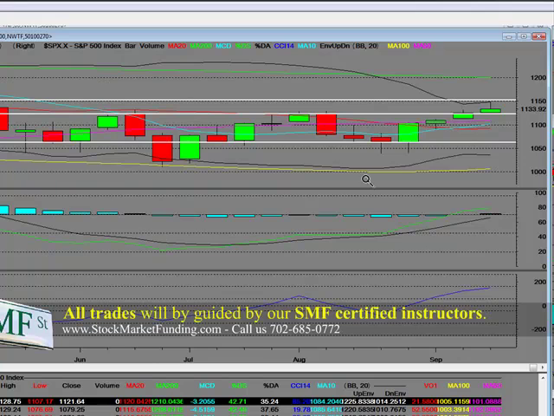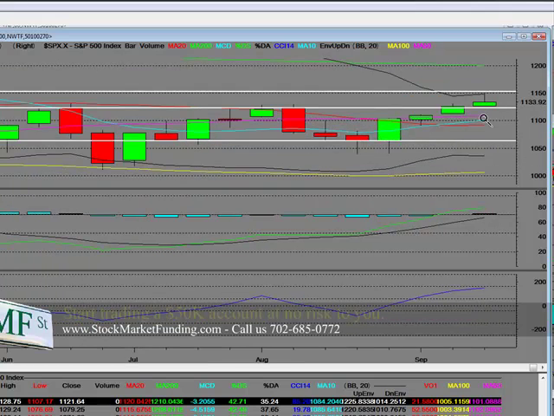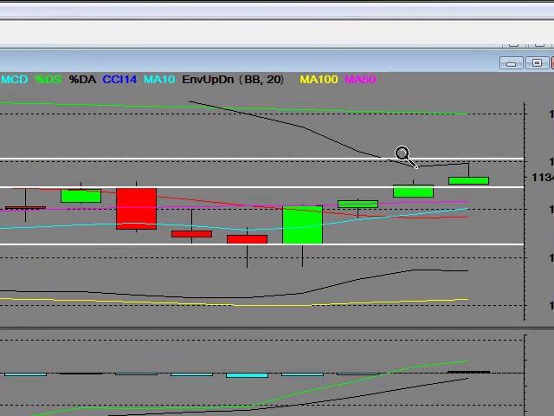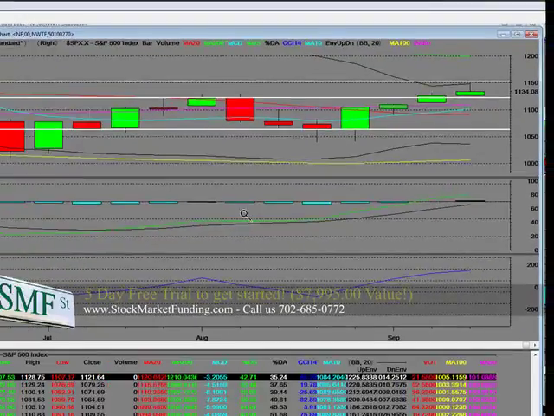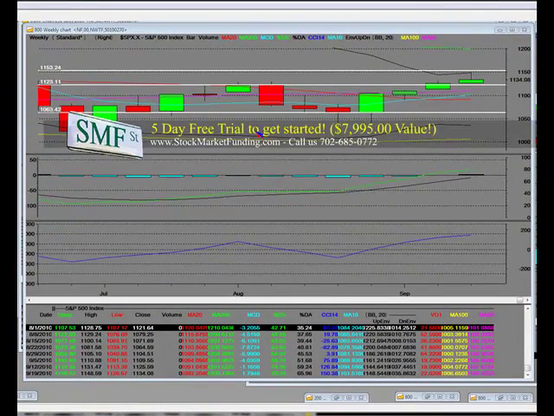And as far as the pullback goes, if we can't take out that trend line high up there, then we're going to keep selling into strength and shorting into strength like we said in the pre-market futures video for all of the SMF MMTs.